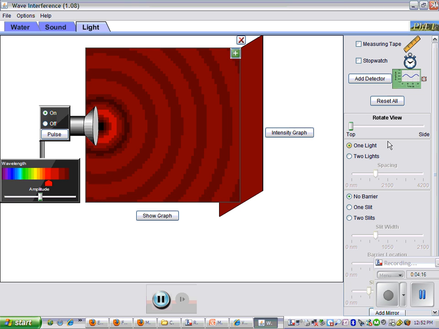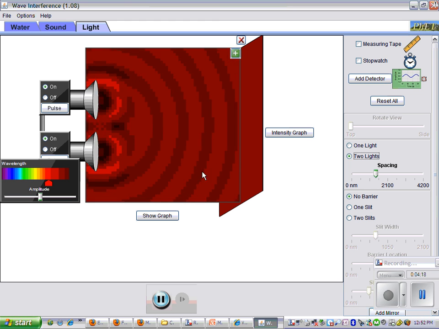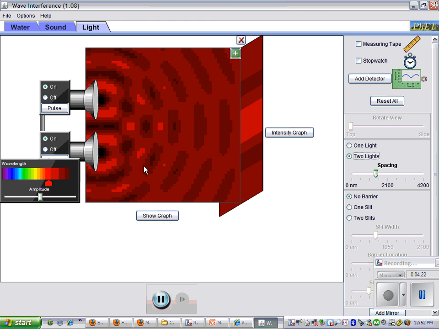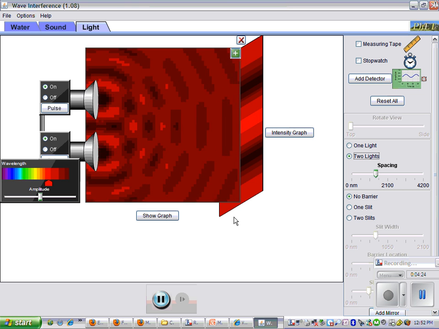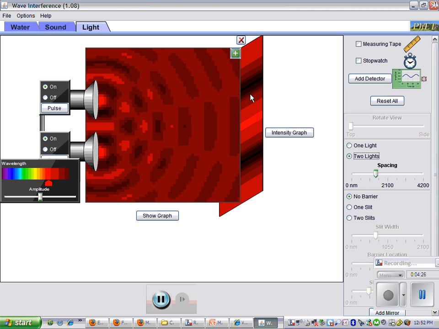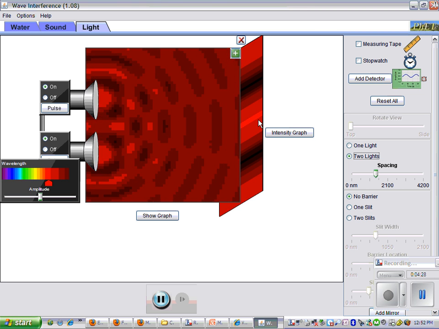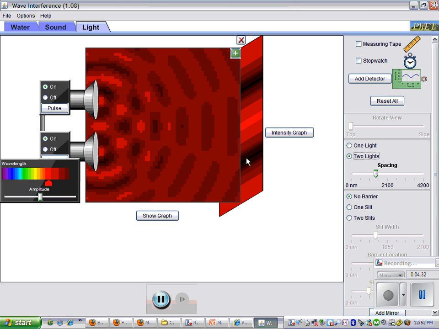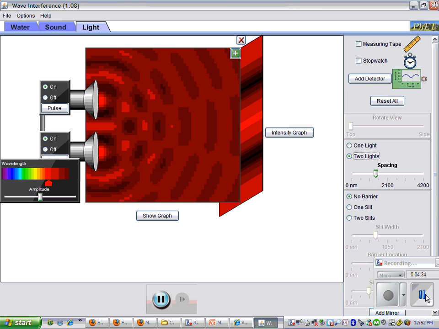If we have two lights going, you can see the exact same thing happens with light waves as well. You have destructive and constructive interference. As a matter of fact, if you put a screen up in front here, you'll see an area of constructive interference on the screen and an area of destructive interference on the screen as well.